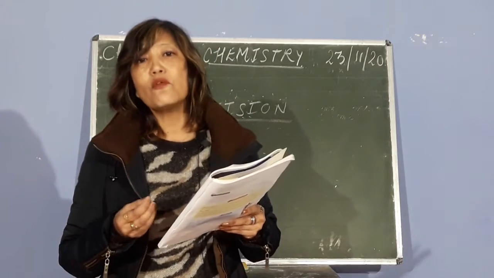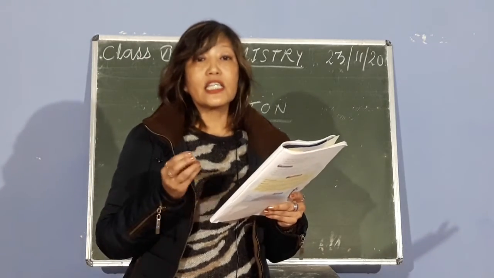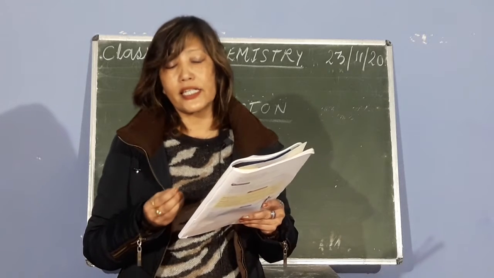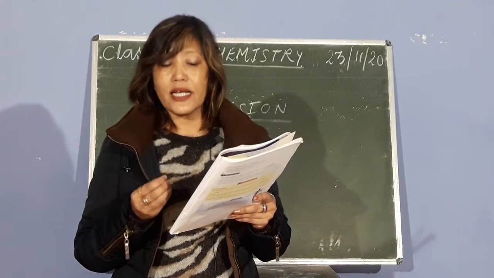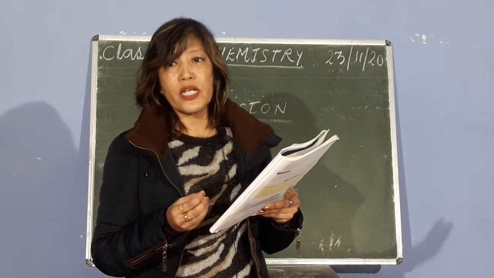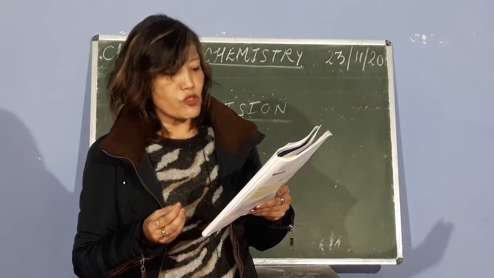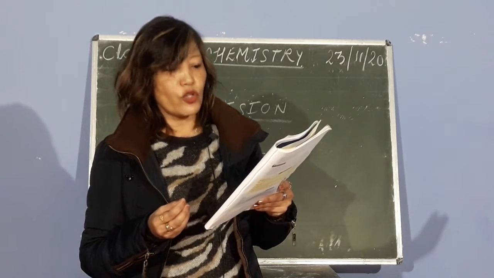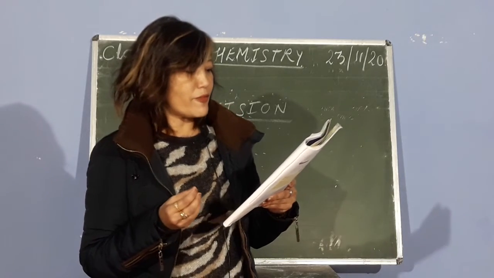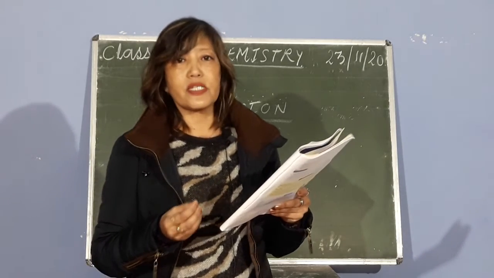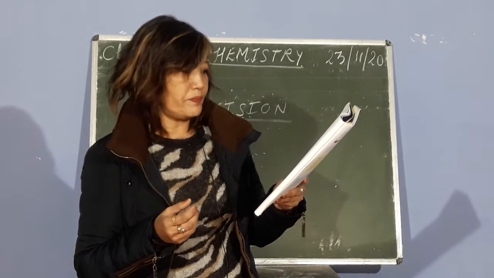This one is molecule. You cannot write atom here because atoms do not have independent existence. But the molecules, they have independent existence. So here number 3 is molecule. Then number 4, the number of atoms present in one molecule of an element is atomicity. Then number 5, the combining capacity of an element is called valency.